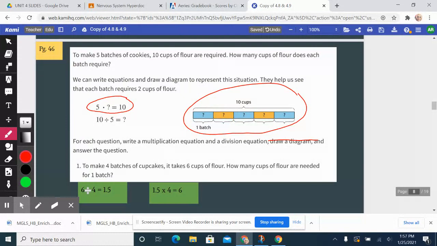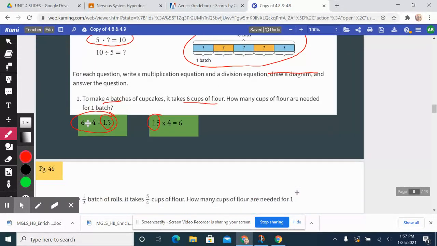So it says, to make 4 batches, so I'm on number 1, of cupcakes, it takes 6 cups of flour. How many cups of flour are needed? So your division problem is what you see right there. Please write that. 6 divided by 4. If you were to do that in a calculator, you'd get 1.5. And then your multiplication problem, now that you know the part, you would put it here, times 4 makes 6. So you'll write what you see in the green boxes.